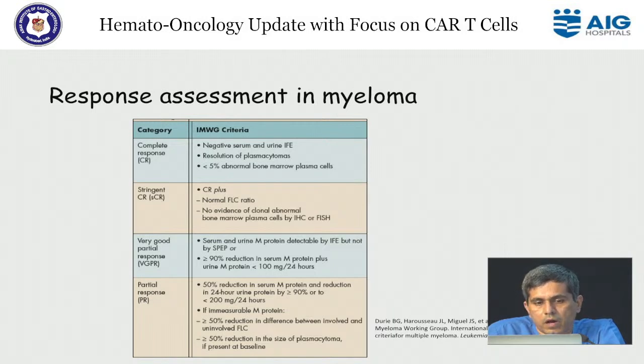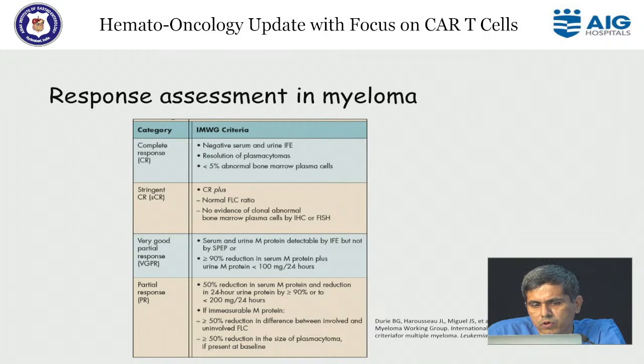is we should fulfill all the criteria of CR, and we should have an MRD negativity documented either by immunohistochemistry or fluorescent in situ hybridization. But in our clinical practice, we diagnose stringent CR with the help of MRD, which we do by using flow cytometry.